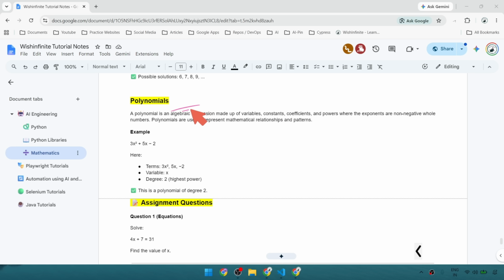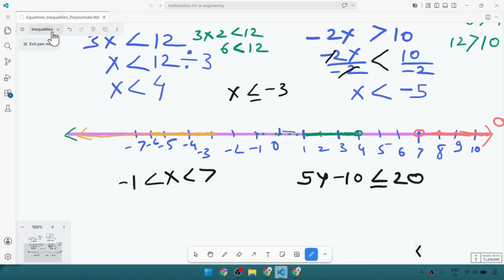So we saw that a polynomial is an algebraic expression made up of variables, constants, coefficients and powers. And as it is an algebraic expression, you will be seeing mathematical operators also, plus, minus. We already know what terms in an algebraic expression are. This 3x square is one term, 5x is one term. So a polynomial can have one or many terms. It can be 1, 2, 3 or so on. Let's see some examples so you get a proper understanding.